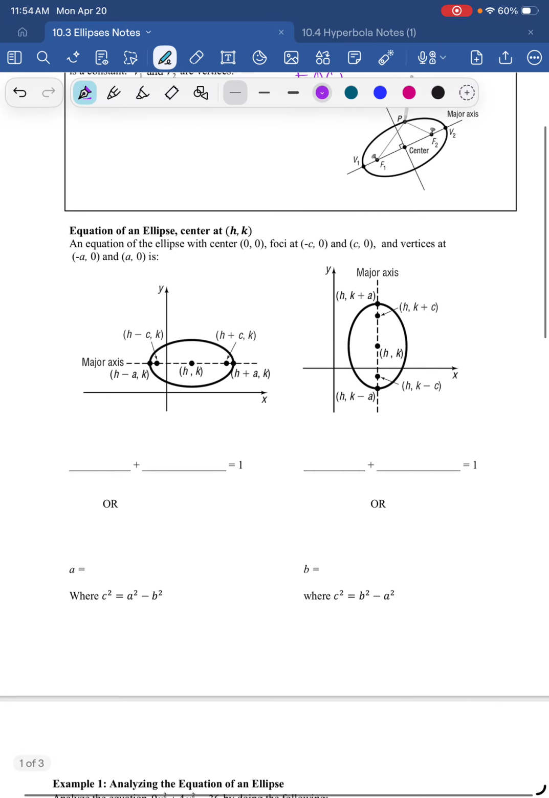Okay, so we're going to talk about an ellipse being centered at what we call (h, k). And (h, k) should now be familiar to you. C, first of all, is going to be the focal distance, just like it was for a parabola.